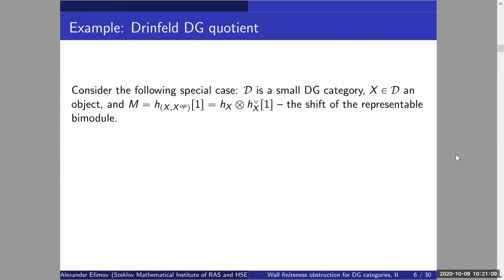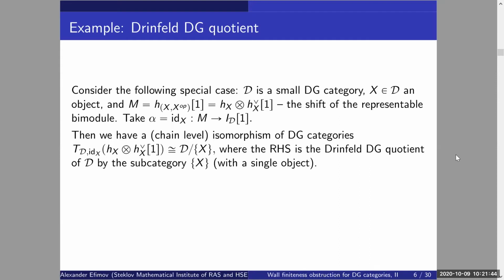Now, the example of this is the construction of Drinfeld of DG quotient. So this is just a special case. If D is a small DG category and we have some object x, and so we have the representable DG module shifted by 1, M representable by the pair x, x opposite, so just the product of the representable module and its dual shifted by 1. So the identity morphism of x gives a map from M to the diagonal shifted by 1 by the Yoneda lemma.